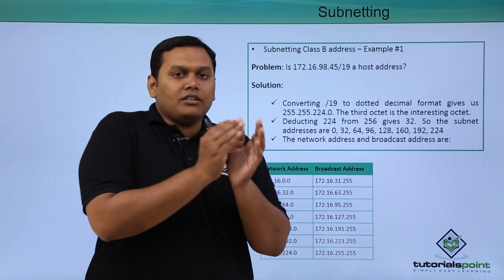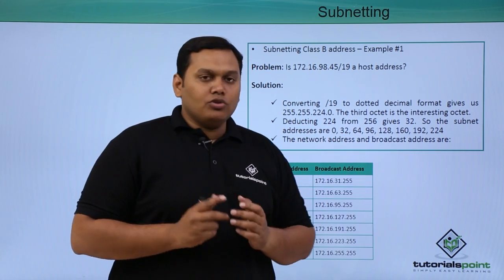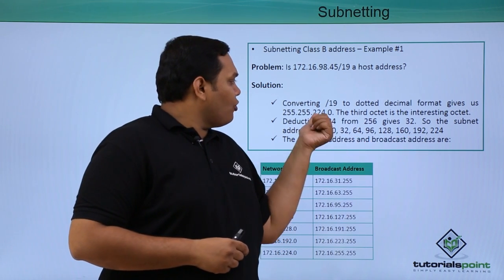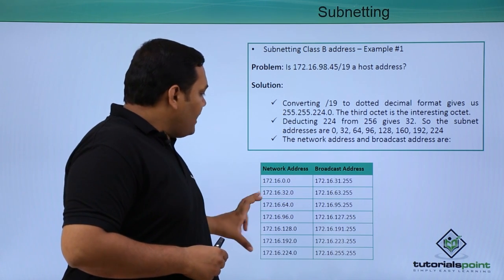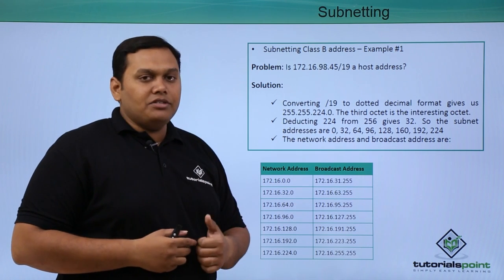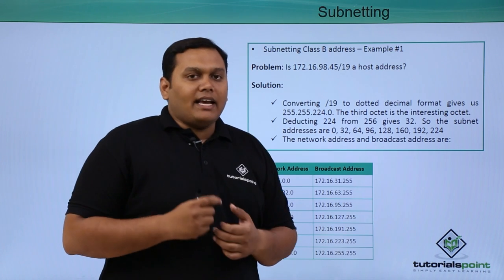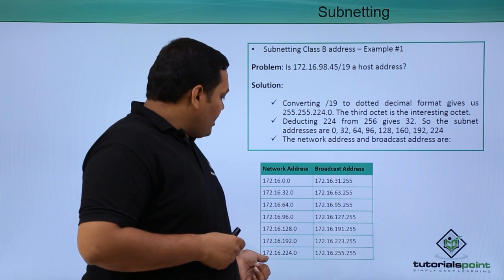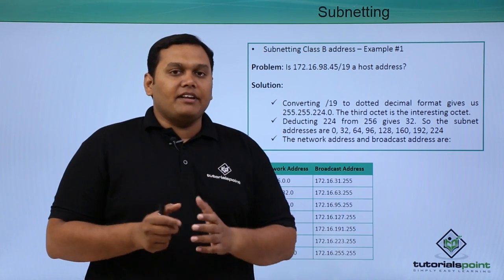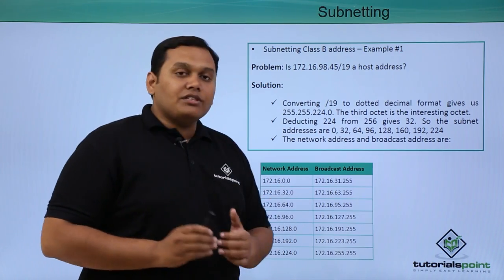Here, this is the interesting octet. The interesting octet number 224 will be deducted from 256, which gives you 32. So it starts from 0, 32, 64 and so on till 224. By this you can divide or subnet the IP address into network address and broadcast address. 0.0 is the network address, 31.255 is the broadcast address. In the same way, how many networks will be available? All the networks are subnetted, and the network address and broadcast addresses are given here. So, where does the host address lie? The host address lies in between the network address and the broadcast address.